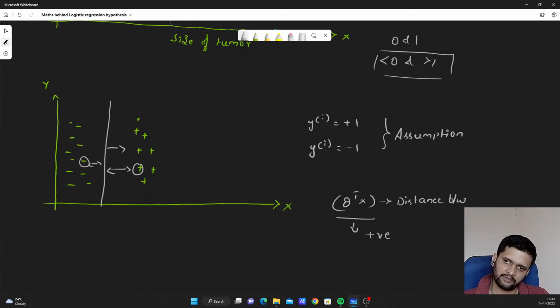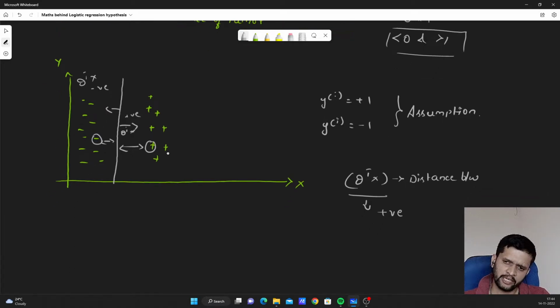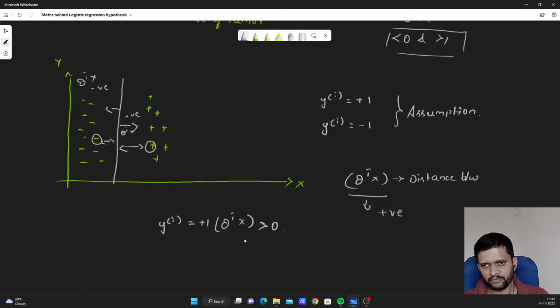Now this theta transpose x will be positive for the points towards this part of the line, and theta transpose x will be negative for the points behind this particular line. Negative theta transpose x and positive theta transpose x, right. Now for each of these points, since we have yi as +1 for the points beyond this line towards this direction, whatever value we multiply with y1 and theta transpose x, it will be greater than 0, because theta transpose x will be a positive value and we are multiplying it with +1, it will be greater than 0, okay.